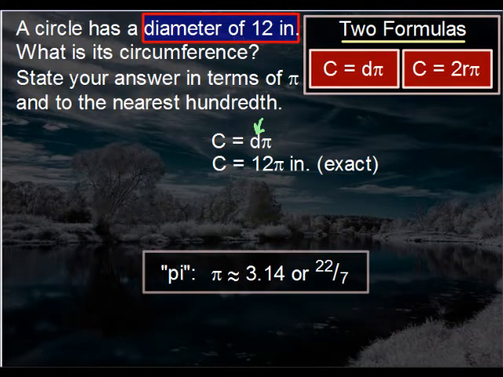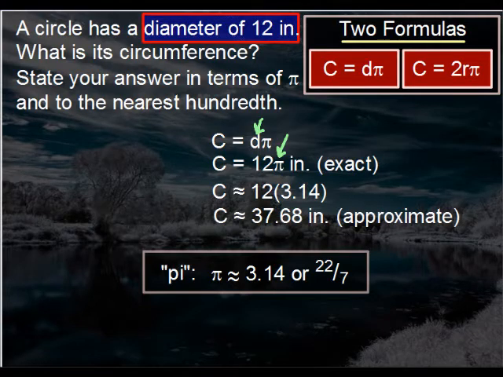pi is 3.14. If you were to replace that right here in for pi, this answer will no longer be exact, and that's why you're seeing these little squiggly lines to show that it's approximately equal. If you were to do that multiplication, you'd get 37.68. So that would be the approximate answer, and for the nearest hundredth we rounded off to 2 decimal places. So this is your exact answer. This is your approximate answer. Now, which one is a better answer? It depends on the situation, but both are equally acceptable.